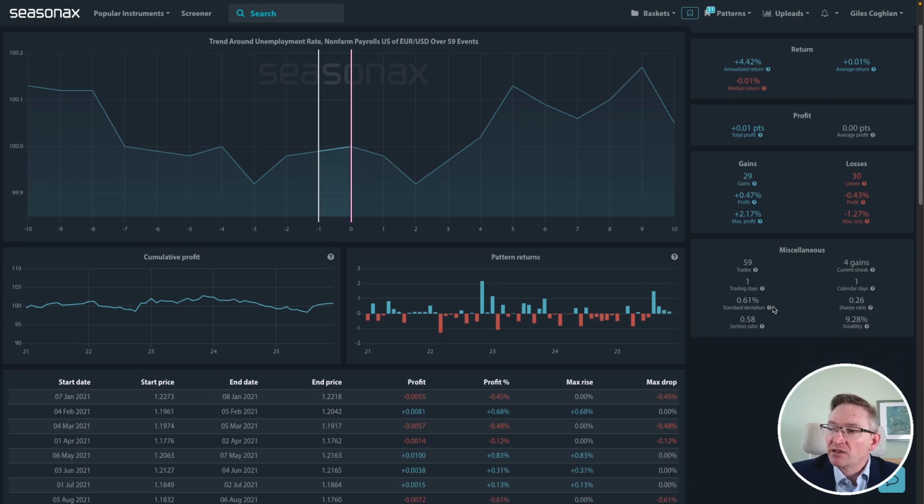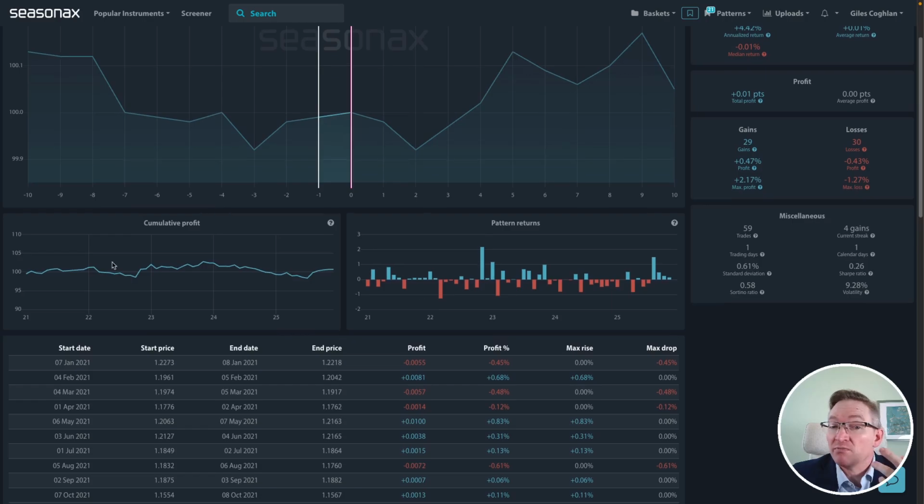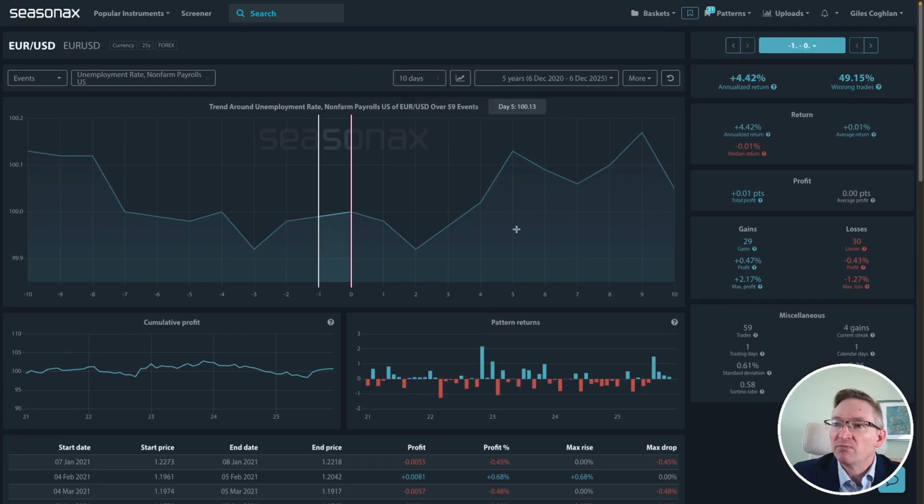You've also got these metrics which are really helpful. Standard deviation shows you how volatile the reaction's been. A lower standard deviation means consistent behavior. Higher standard deviation means unpredictable reactions. Sharpe ratio measures risk-adjusted performance, and a high Sharpe ratio means the event reaction has been reliable and smooth. A low or negative Sharpe ratio means the reaction has been inconsistent or weak. So you can see here this has been a very choppy reaction.